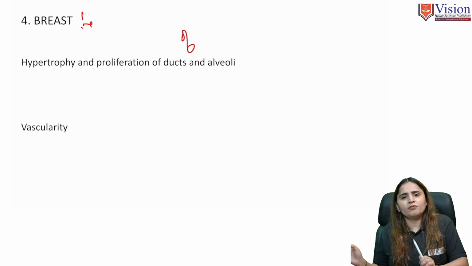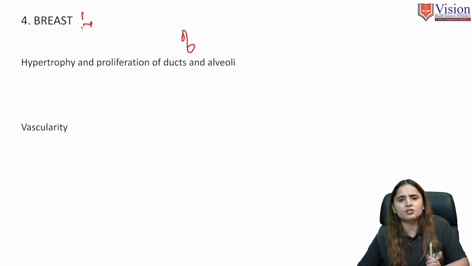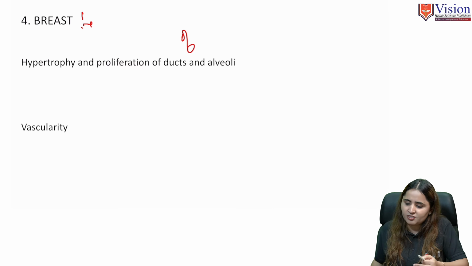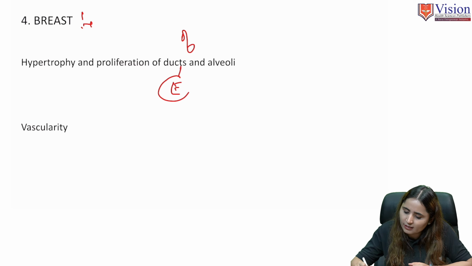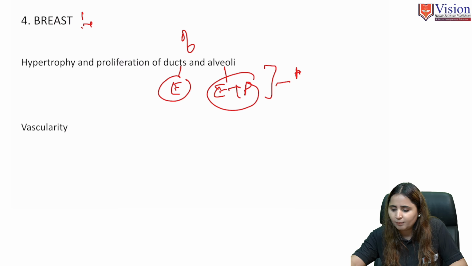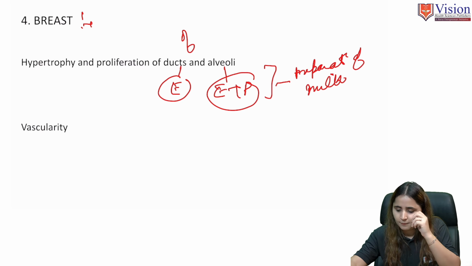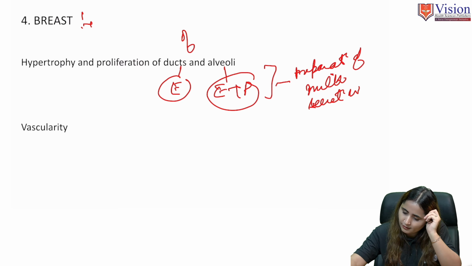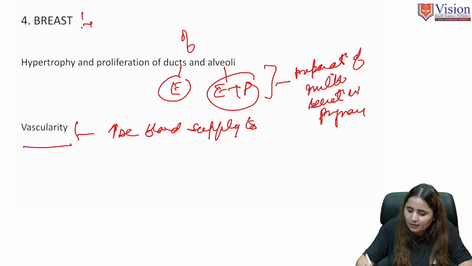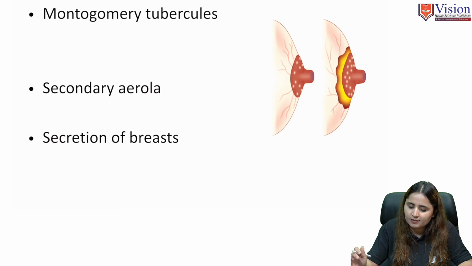And the fourth change is in the breast. We had discussed that the preparation for lactation starts from the pregnancy time period. So in the breast, there is hypertrophy and proliferation of the ducts and alveoli due to estrogen plus progesterone. This will lead to the preparation of milk secretion in pregnancy. And along with this, there is an increase in the blood supply to the breast.